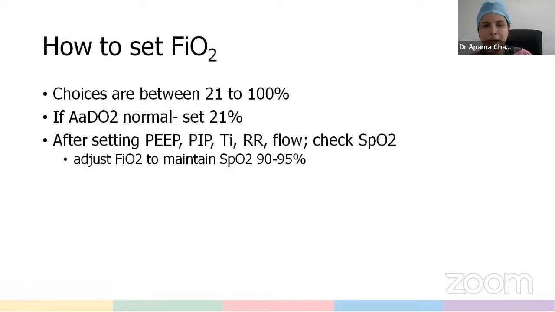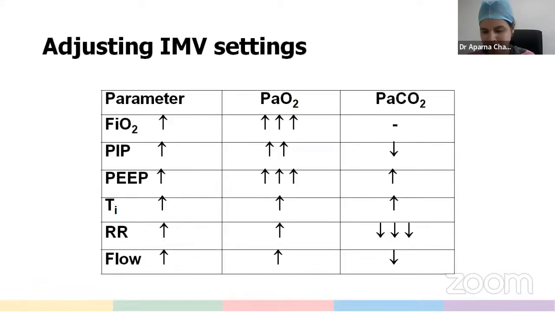Whereas in a baby with parenchymal pathology requiring ventilation, usually the baby will require slightly higher FiO2. Whereas in very, very severely abnormal parenchyma with PPHN, the baby might require an FiO2 of even close to 100%. Adjust the FiO2 in order to reach the target saturation of 90 to 95%.